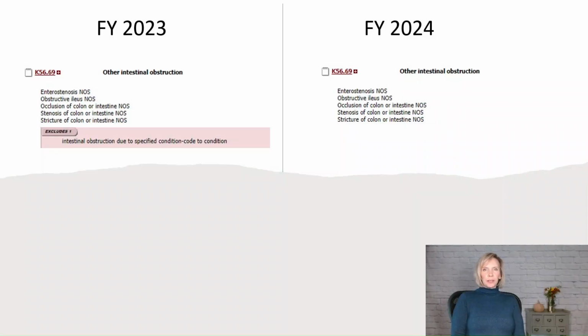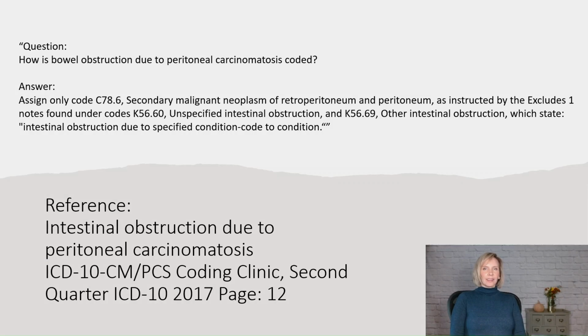Prior to the new code updates for fiscal year 2024, there was an Excludes1 instructional note in the tabular index for code K56.69, other intestinal obstruction, instructing the coder that for an intestinal obstruction due to a specified condition, the coder was to code the bowel obstruction to that specific underlying condition. Coding Clinic had published advice stating that due to this instructional note, whenever a patient had a bowel obstruction due to an underlying condition such as a malignancy, only the underlying condition would be coded, with no additional code assigned to capture the bowel obstruction.